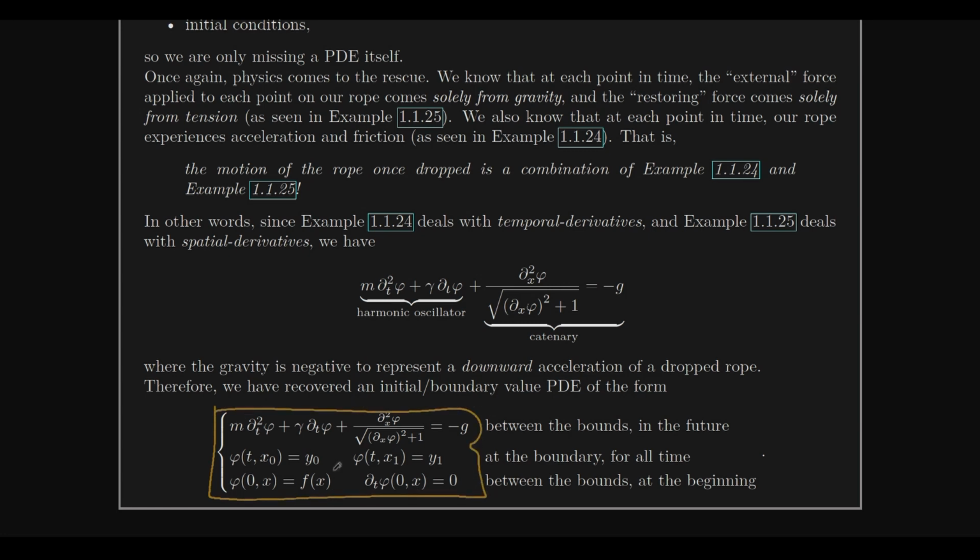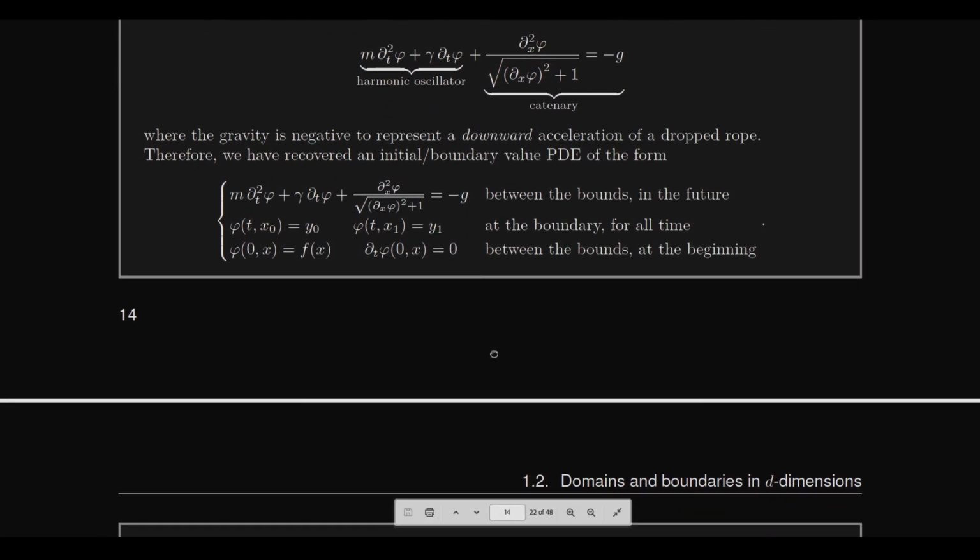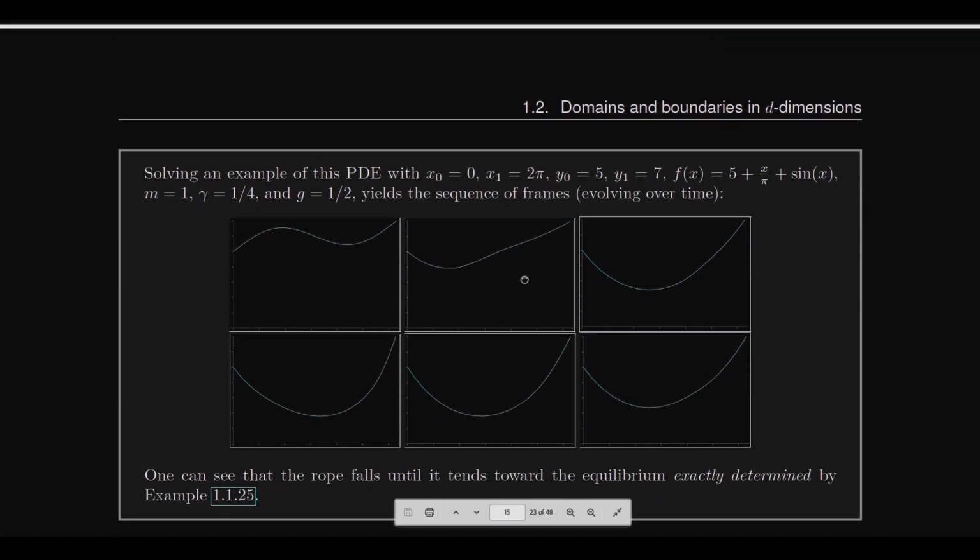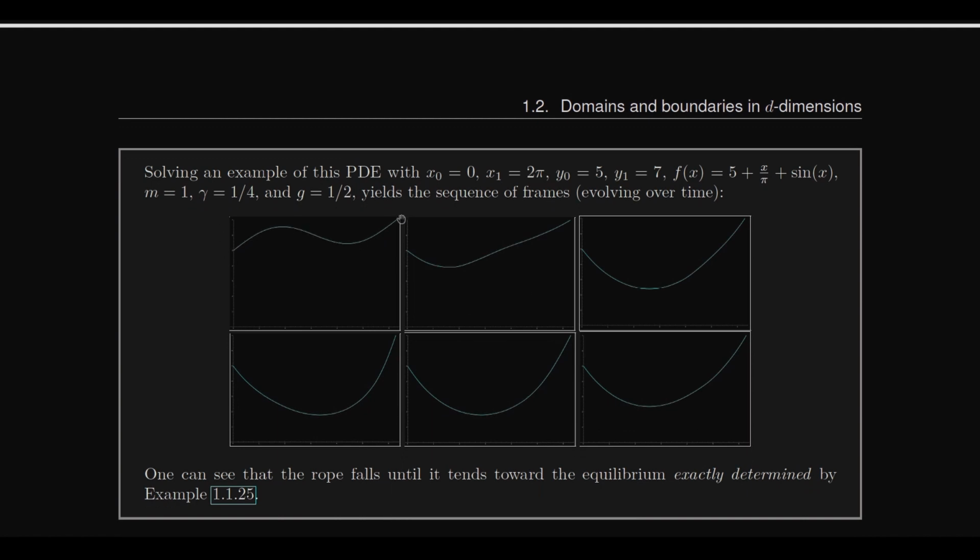If we solve this problem, let's just set it up first. I'm directly grabbing my PDE. In the first line, here are my boundary conditions. At the boundaries, for all time, I've got my fixed endpoints of y0 and y1. And then between the bounds at the beginning, I have the initial shape and my non-existent initial velocity. If I go ahead and solve this, and we'll learn how to solve this later this semester, what do we see? We're going to start the rope between the points 5 and 7 with an initial shape of 5 plus x over pi plus sine x. So that's going to be my initial shape, and then I'm going to let it fall.